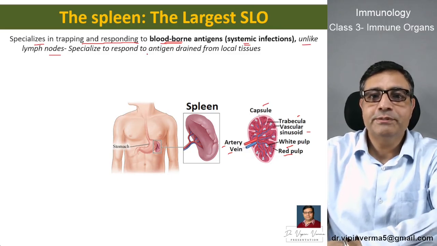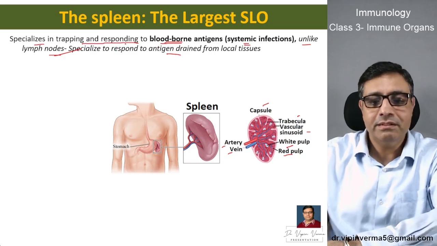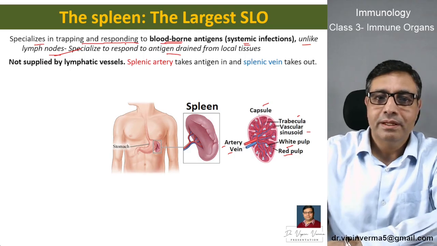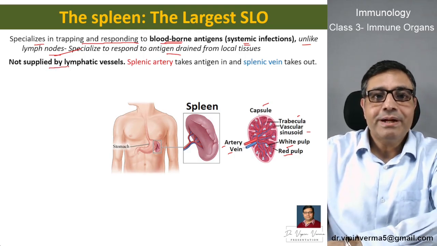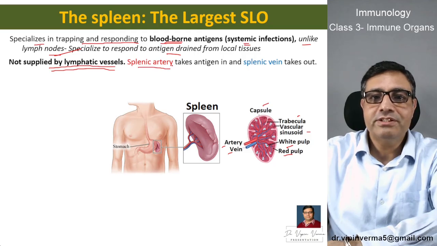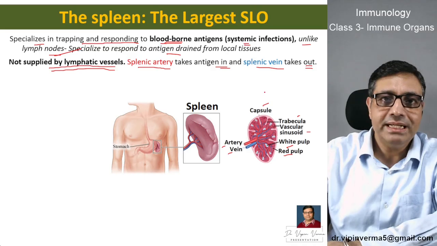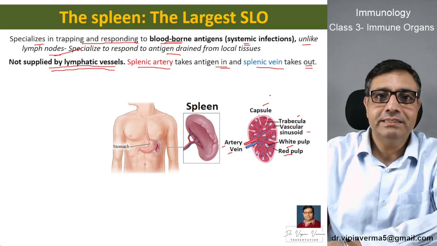Unlike lymph nodes, which respond to antigen drained from local tissue, the spleen has the antigen from the blood flow. Spleen is not supplied by lymphatic vessels. Now it is a very important difference: not supplied by lymphatic vessels. But we have the splenic artery, which takes the antigen in, and then we have the splenic vein, which takes it out. So you should understand that spleen is supplied by the splenic artery, and the exit of the antigen is by the splenic vein.